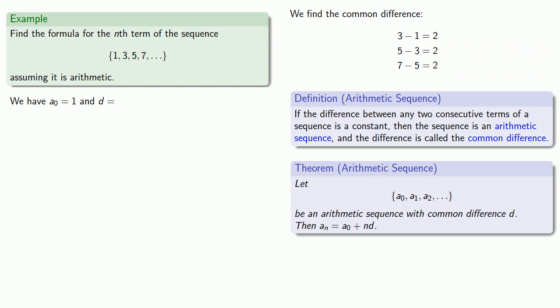And we find that the difference between consecutive terms is always 2, which supports the claim that the sequence is arithmetic. At this point, we can write the formula for an arithmetic sequence. It's going to be a0, our initial term, plus n times the common difference.